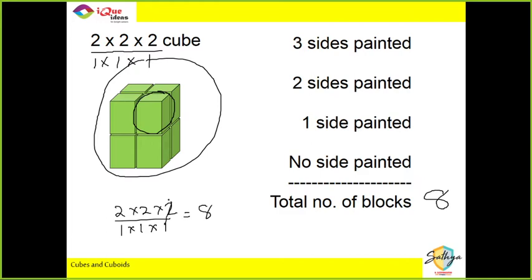Each of the cubes contains one original vertex. So by our formula, all the 3 sides painted, there are 8 pieces. Every single piece will have 3 sides painted. So that's it. Here we don't want any other type of cube. There is no other type of cube. Every cube is 3 sides painted.